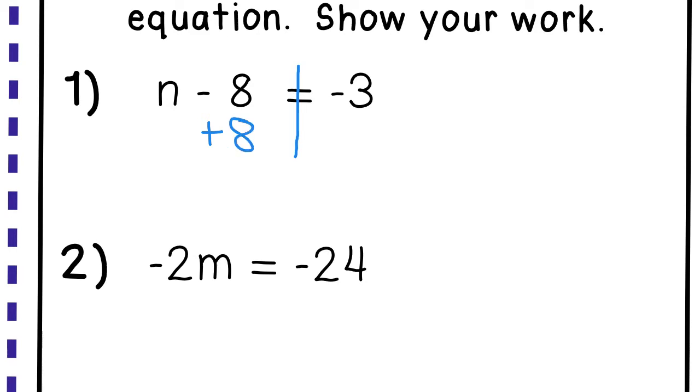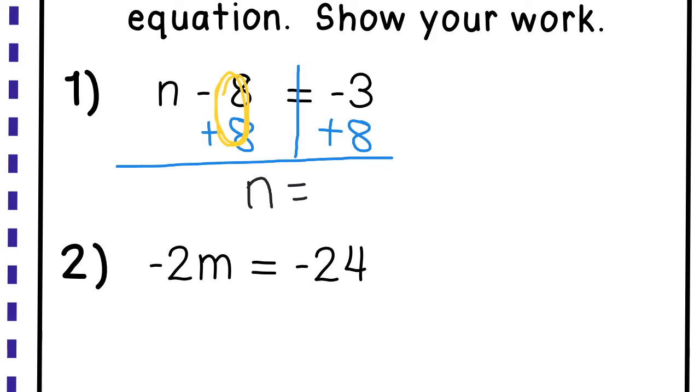And in order to keep our equation equal, if I add 8 to the left, I need to add 8 to the right. Now, the minus 8 and the plus 8 on the left side is going to add up to 0, and that is going to leave our n by itself, and that is our ultimate goal. On the right side, we have negative 3 plus 8, and negative 3 plus 8 is positive 5. So we find that n has the value of 5.